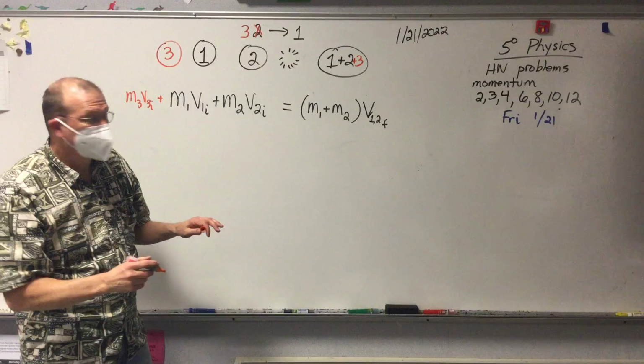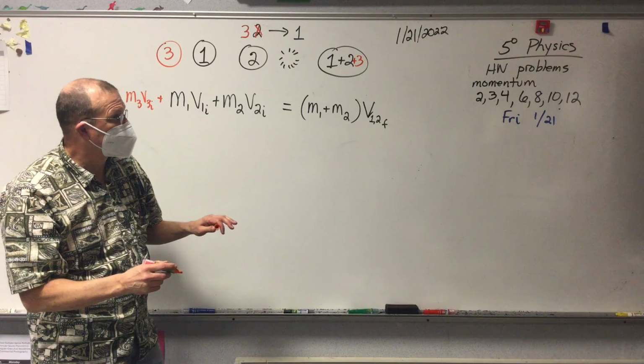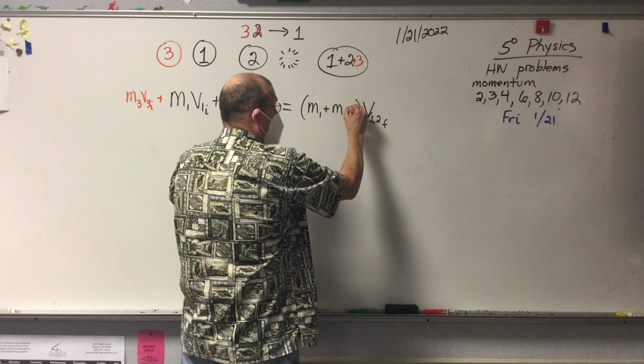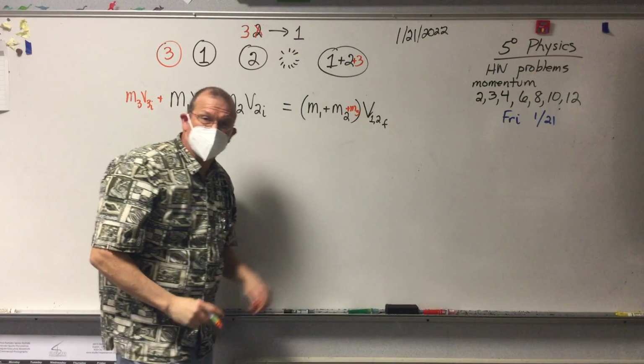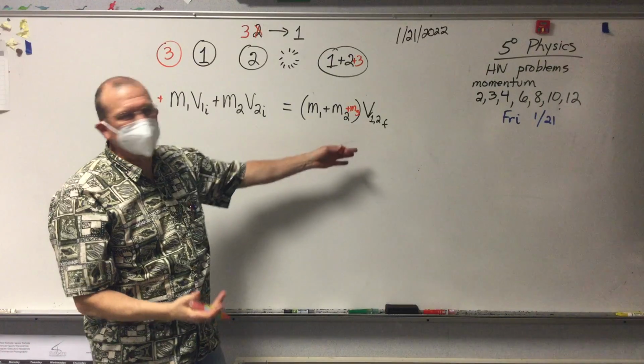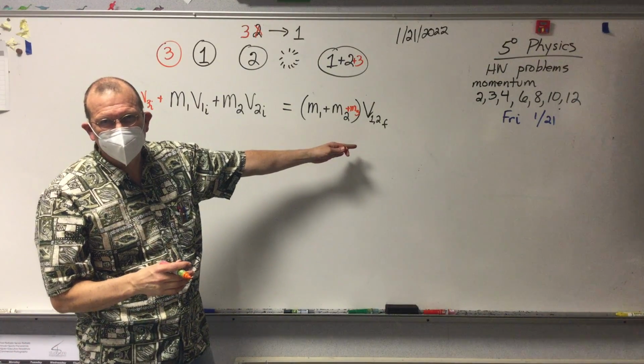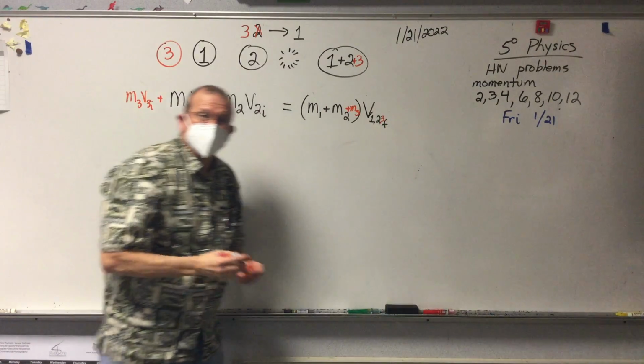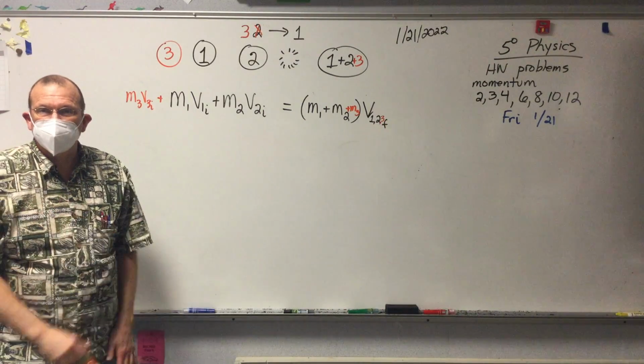Okay, Julian? You would add M3 to M1 plus M2. Right. In here, I would need to put M3 because they're all stuck together now. And then what else would I need to do just for notational purposes here? Add a 3 after this. I'd add a 3 after this to show that is the velocity of all three of them now stuck together.